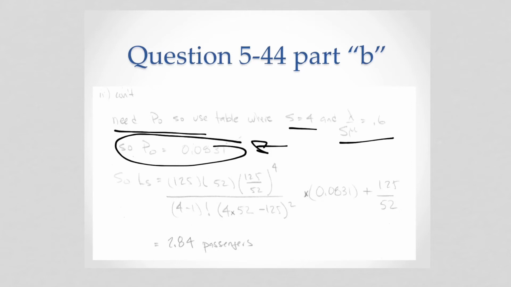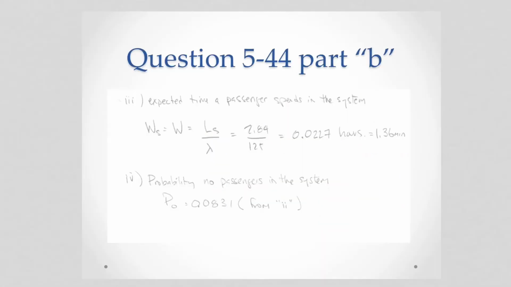So we have P0, 0.0831 from the table. And we've got all our data over here, which is the lambdas and the mu's. And over here, there are 4 channels. We can calculate and we get the number of people in the system is 2.84 passengers. So kind of a plug and chug once we get to P0. There's our table again.